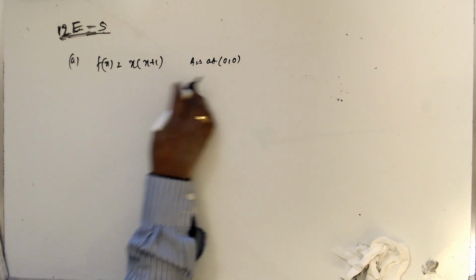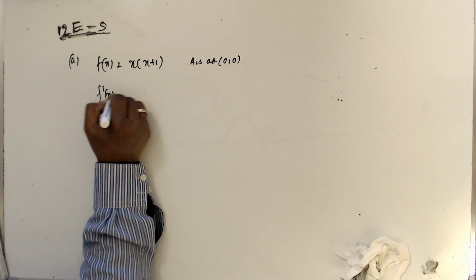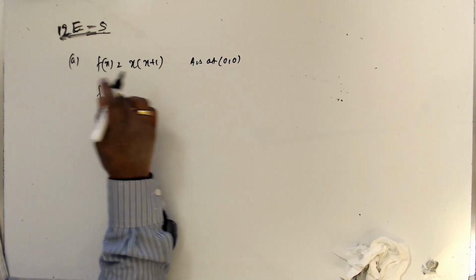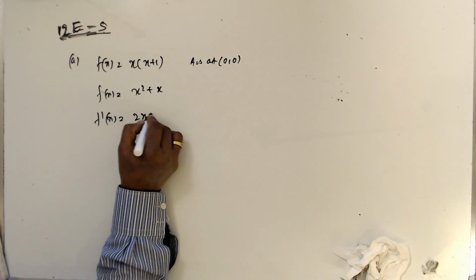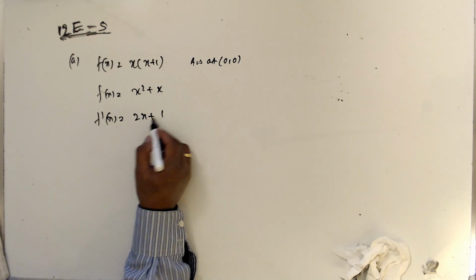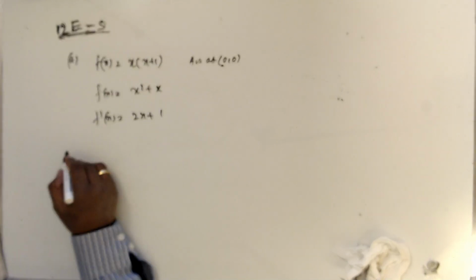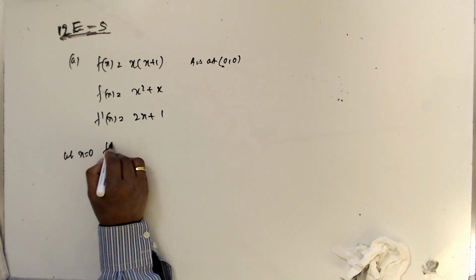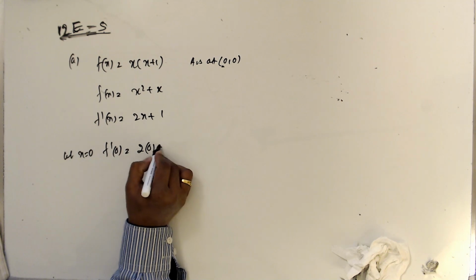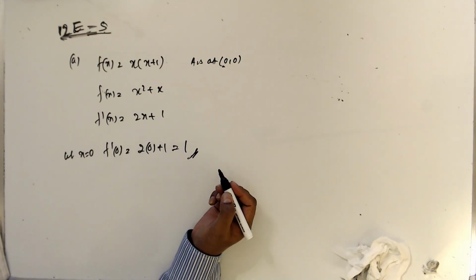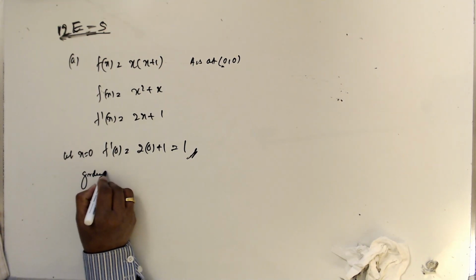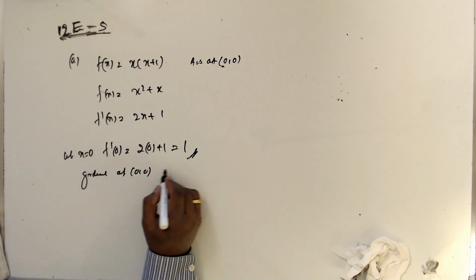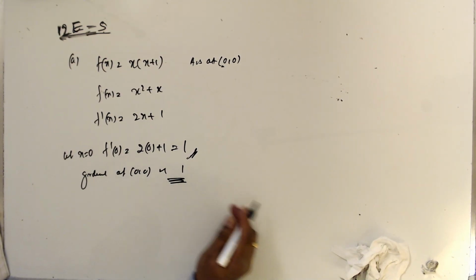Question number 5. We want to find the gradient at this point. First of all, find the gradient at any point. I need to simplify this one, x squared plus x. So f dash x equals 2x plus 1. Now, there is no y here, I only need x. So at x equals 0, f dash 0 is 2 times 0 plus 1 equals 1. The gradient at 0, 0 is 1.